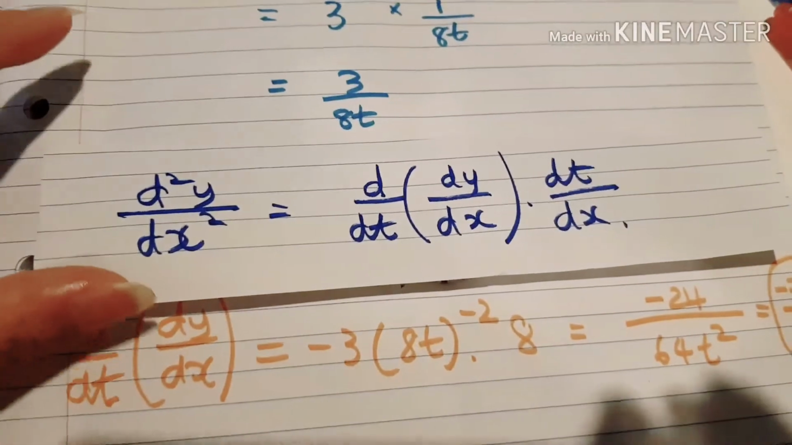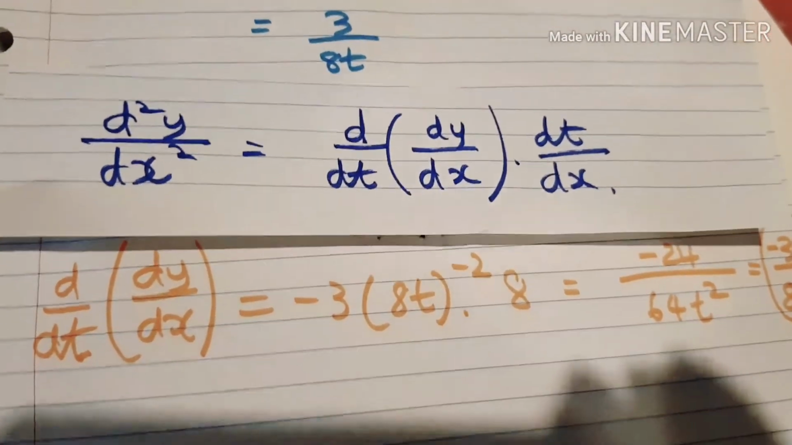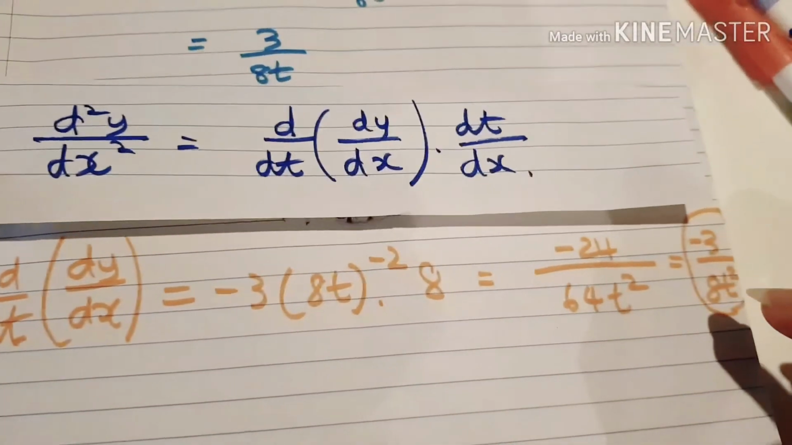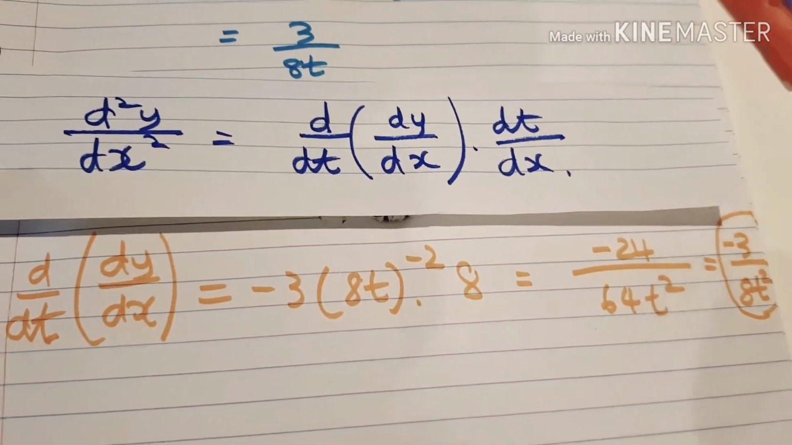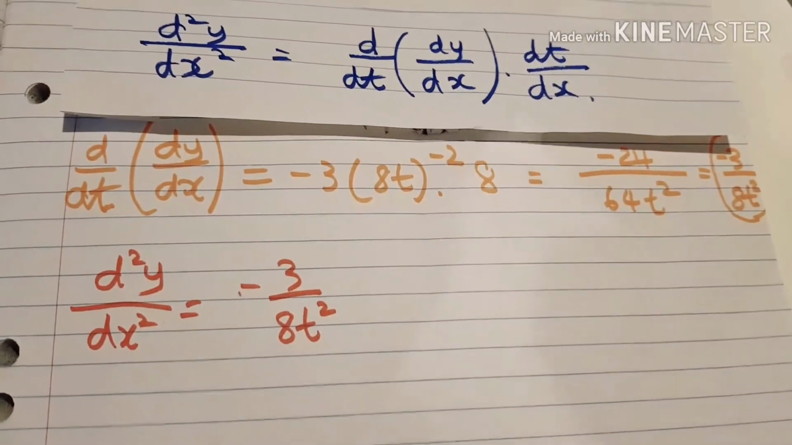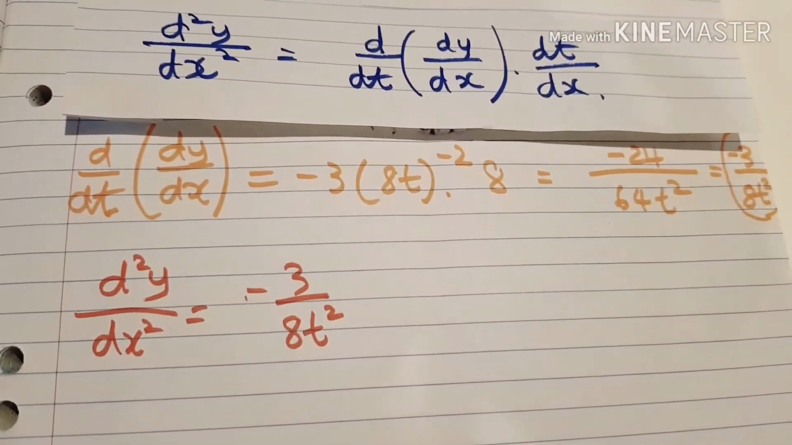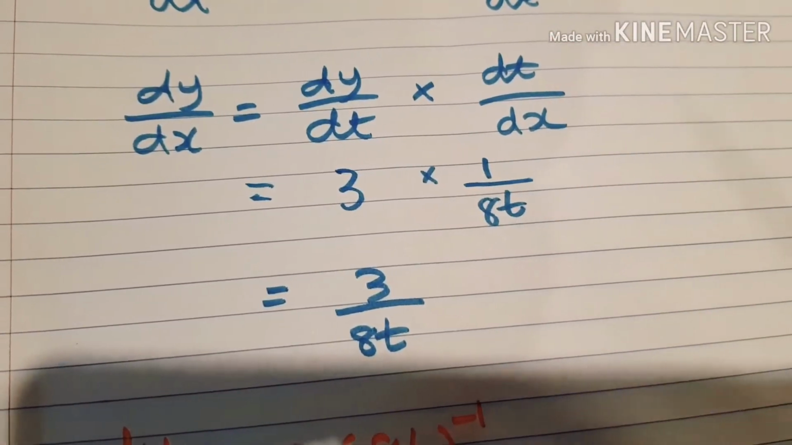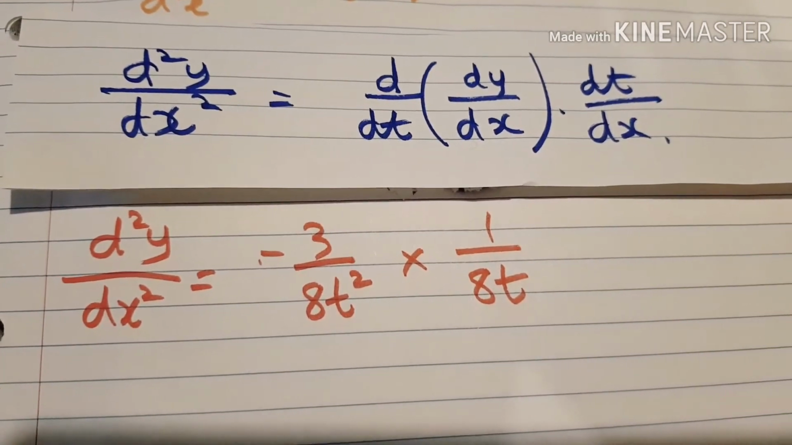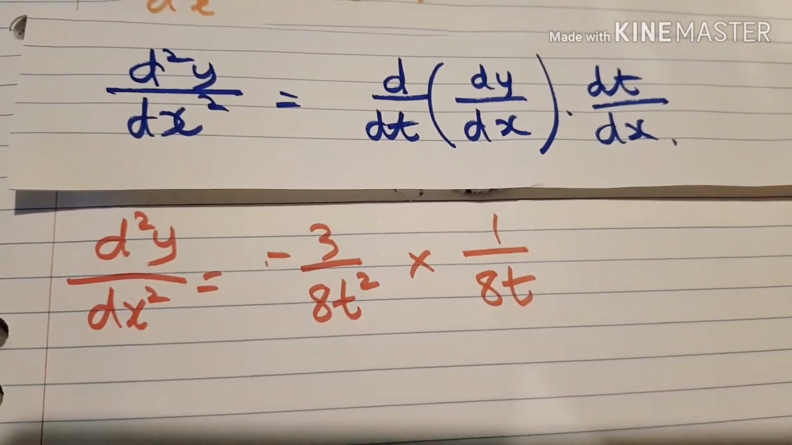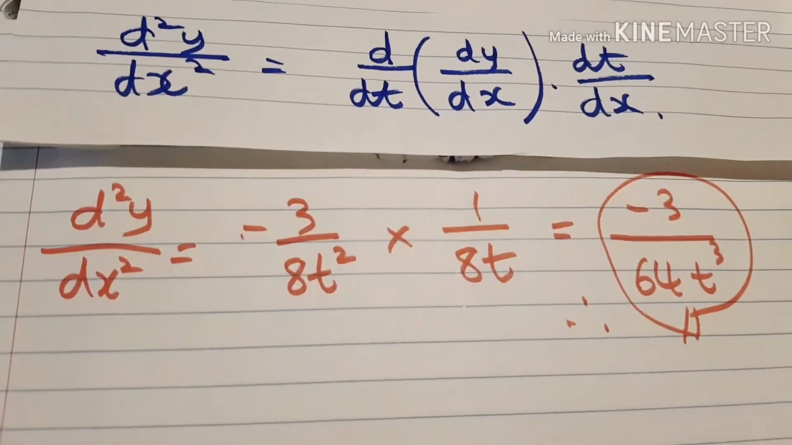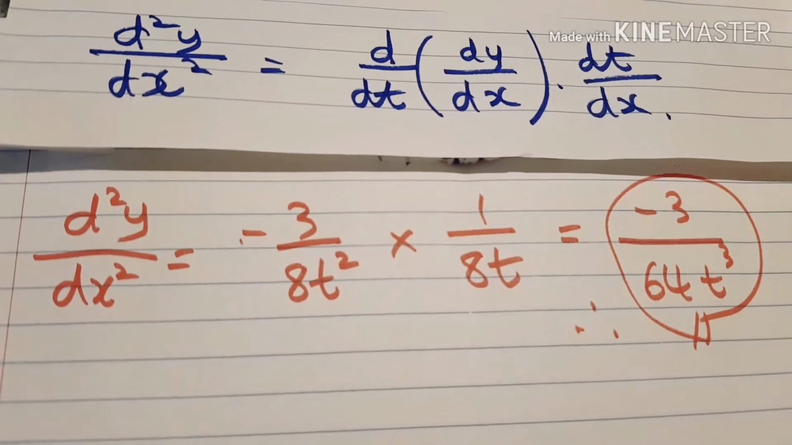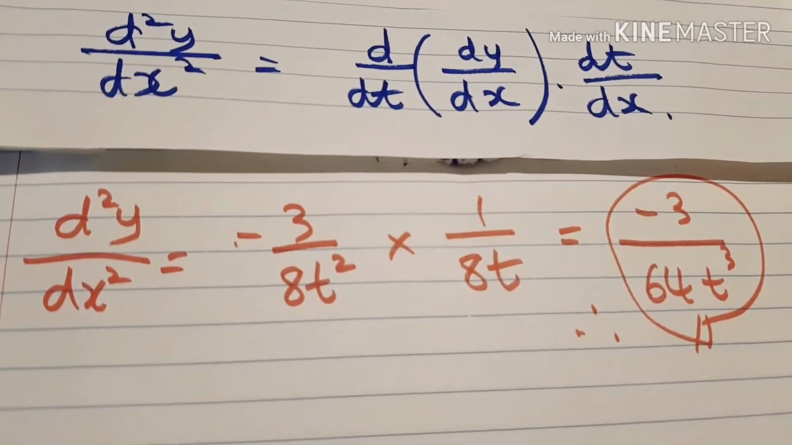Okay, so let's bring this paper again. So d2y, I know what this is, which is this value, okay, like this, and dt over dx would be this value, dt over dx, 1 over 8t, just like this, right? And let's have a go at simplifying it. There you go. This will be your final answer, okay, because it's the second derivative of the parametric equation.